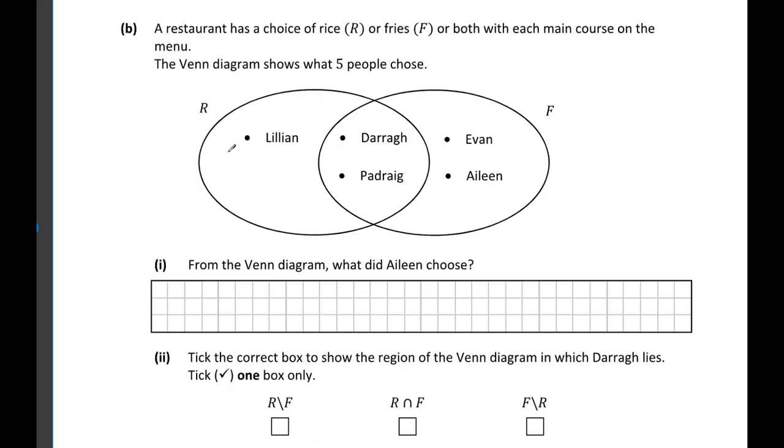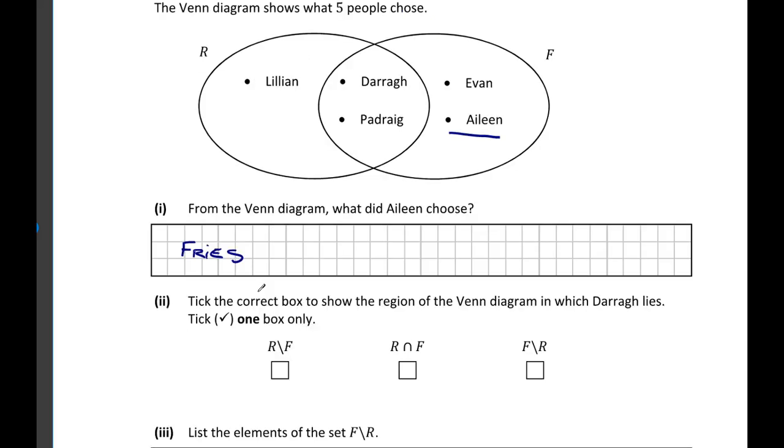A restaurant has a choice of rice or fries, which go with the main course, all right. So 5 people are choosing whether they have rice or fries with their main course. From the diagram, what did Aileen choose? So Aileen is here. They're telling us fries is F. So obviously Aileen chose fries. All right, tick a box which is correct. Correct box in which Dara lies. Well, where is Dara? He's here in the middle at the intersection.